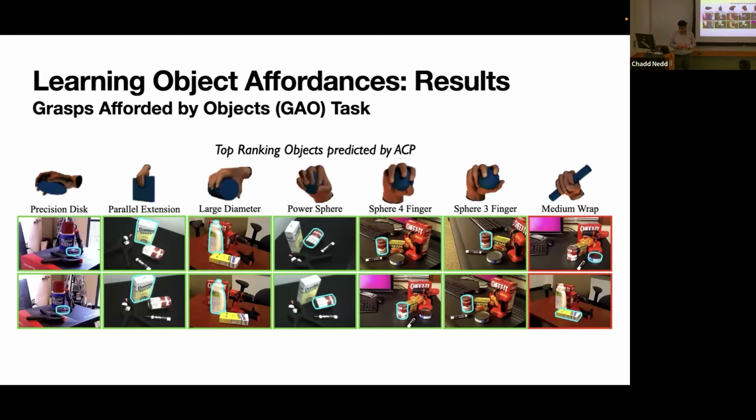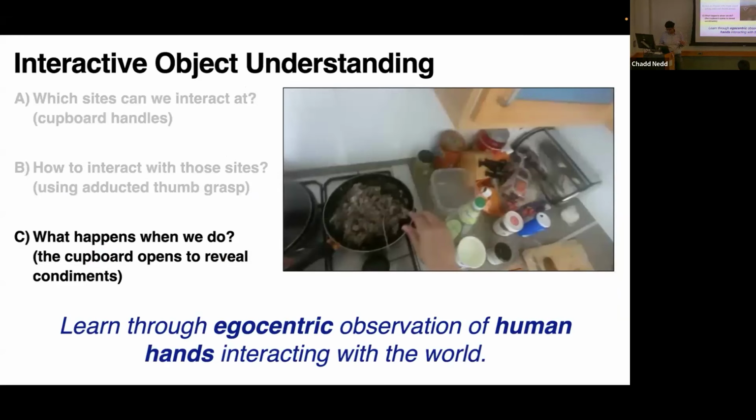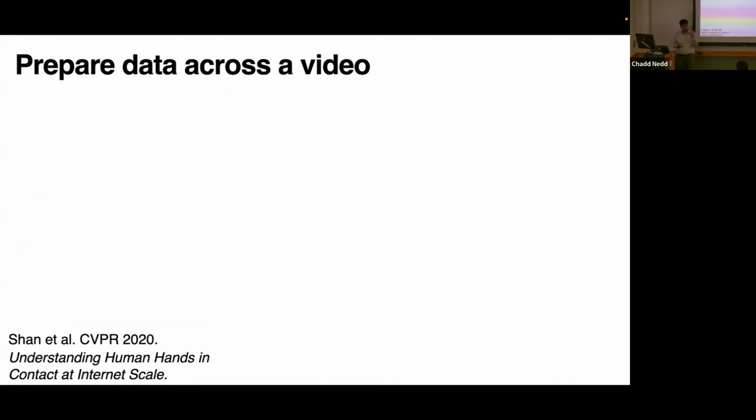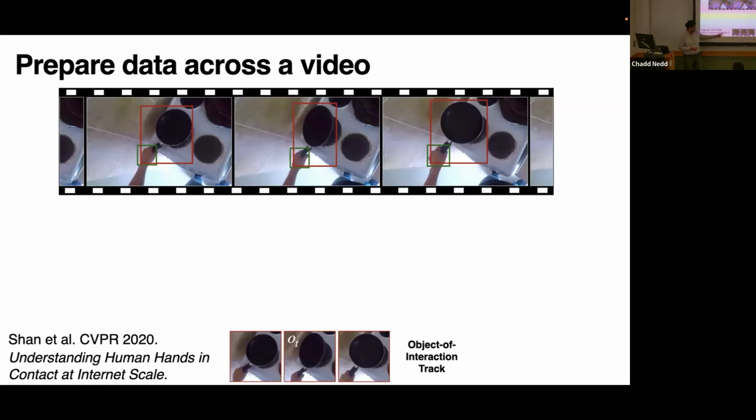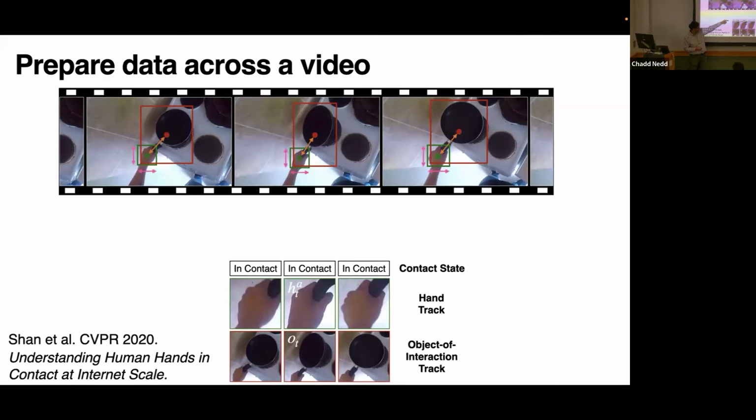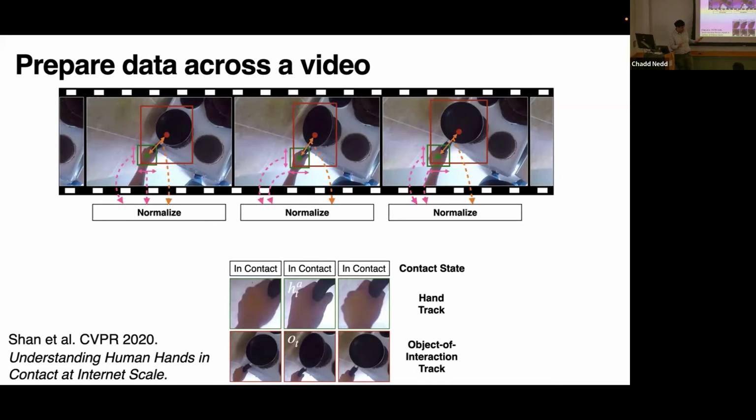Let me talk very briefly about the aspect of learning object states. The way we are doing this is instead of just looking at single frames, now we are going to look at tracks, right? So we can run this hand and object detector model over the video sequence, and I can get the object of interaction. I can get a track for it. I can also get a track for the hand. I can also characterize whether the hand is in contact with the object or not. And I can also characterize how the hand is moving around the object in 2D. Right? All of this is 2D, and again, that's a limitation, and I'll try to fix it going forward.